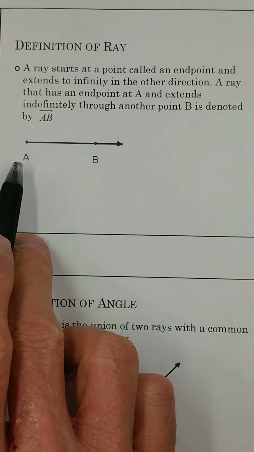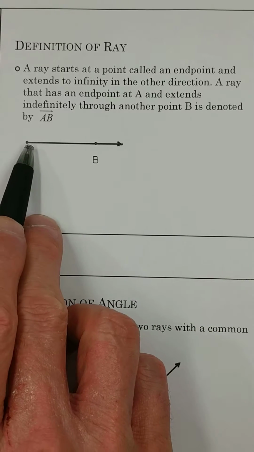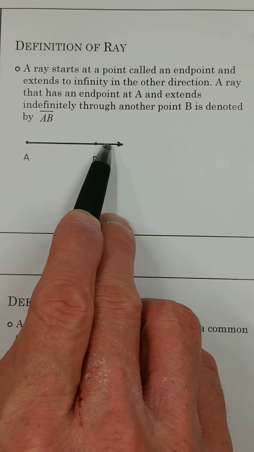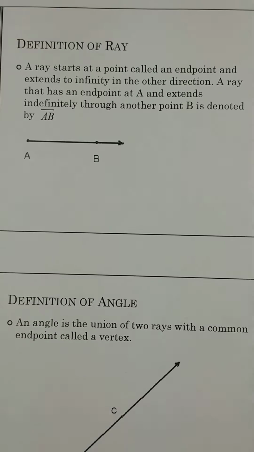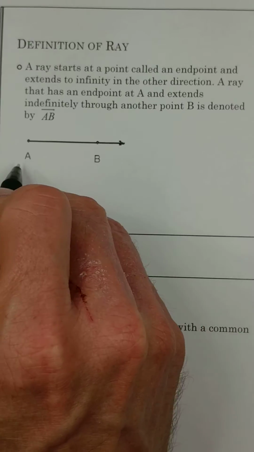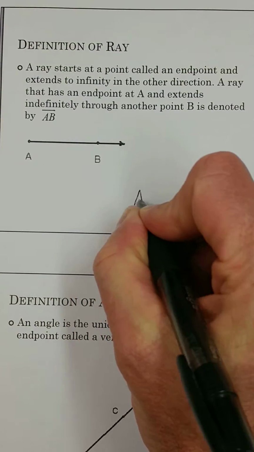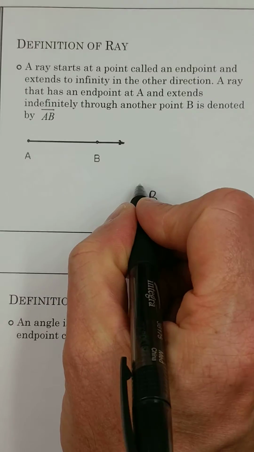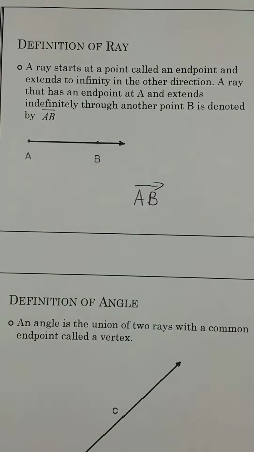As you see in the picture, ray AB would look like this, where A is the endpoint. It actually does stop there, but in the other direction, it extends to infinity. And typically, a ray is named by two points, because we have points A and B. And since A is the endpoint, it will be the first letter written. So this will be ray AB.